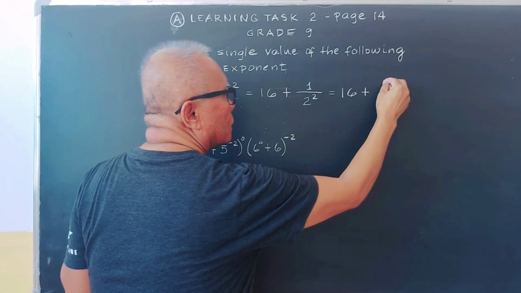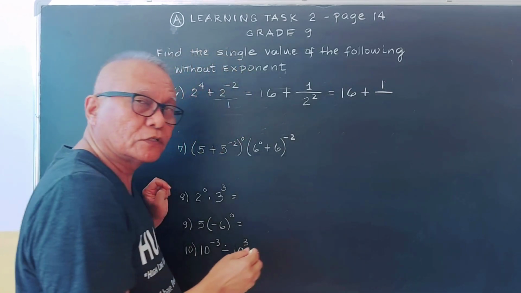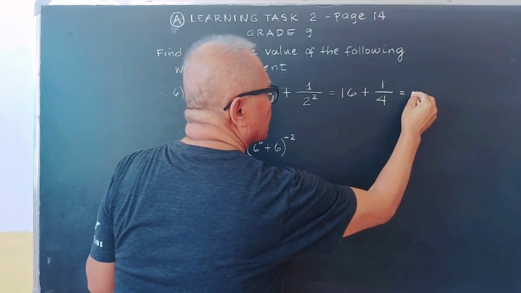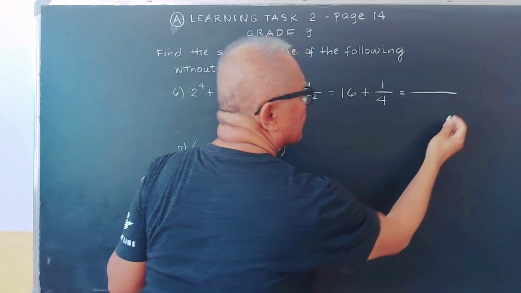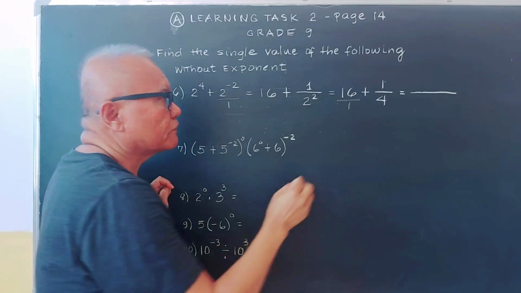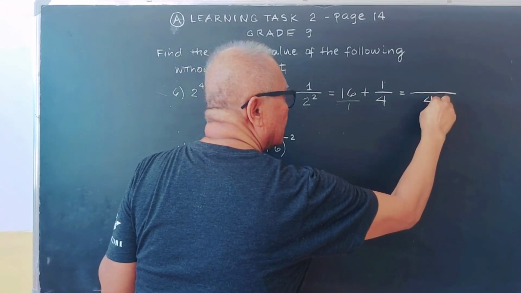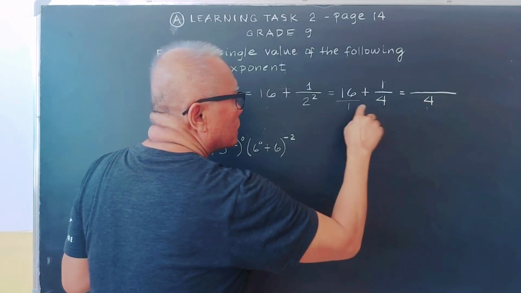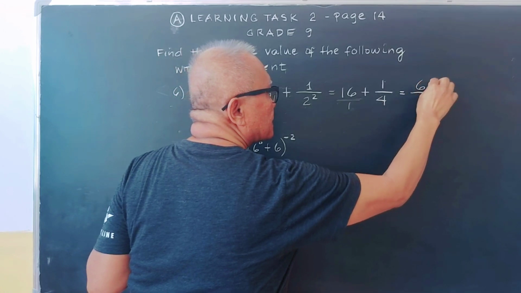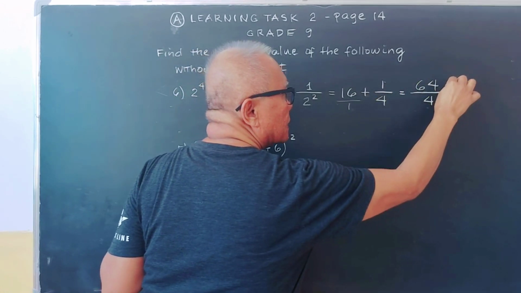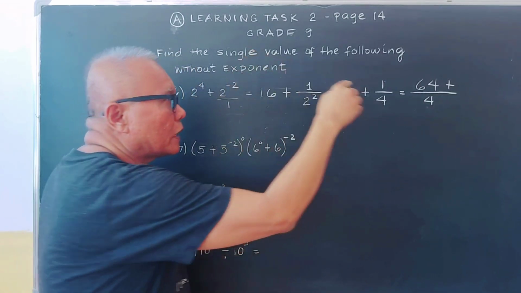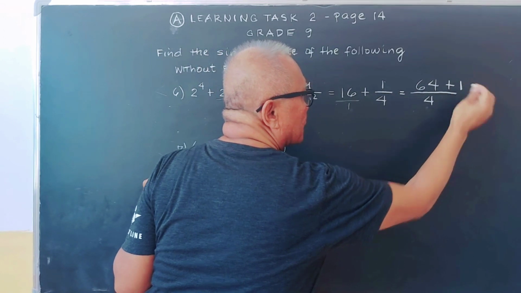Plus 1 over 2 times 2 ay 4. Kulis ulit. LCD. So, ano LCD natin? Over 1. LCD is 4. So, we have 4 here. 4 over 1 is 4 times 16 is 64 plus 4 over 4 is 1 times 1 is 1.